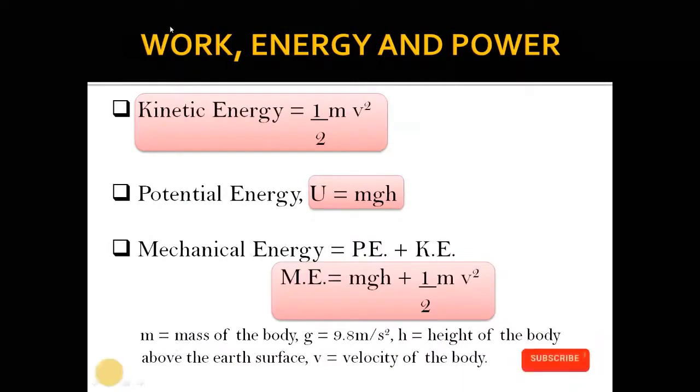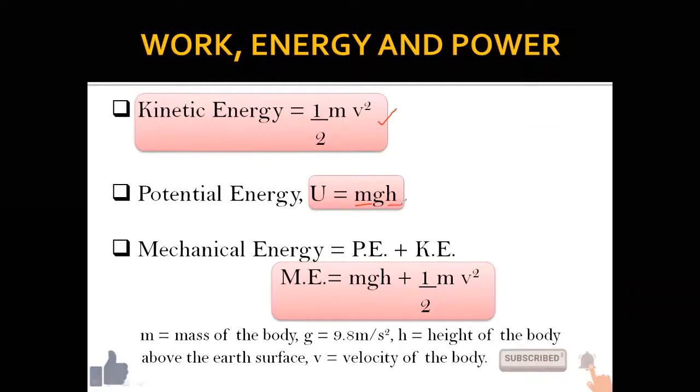More formulas we have of chapter 4, that is work, energy and power. Kinetic energy is equal to 1 by 2 mv square, where m is the mass of the body, v is the velocity of that body. Okay, potential energy is equal to mgh, m is the mass of the body, g is acceleration due to gravity whose value is 9.8 meter per second square, and h is the height of the body, how high it is above the Earth surface, that is h.